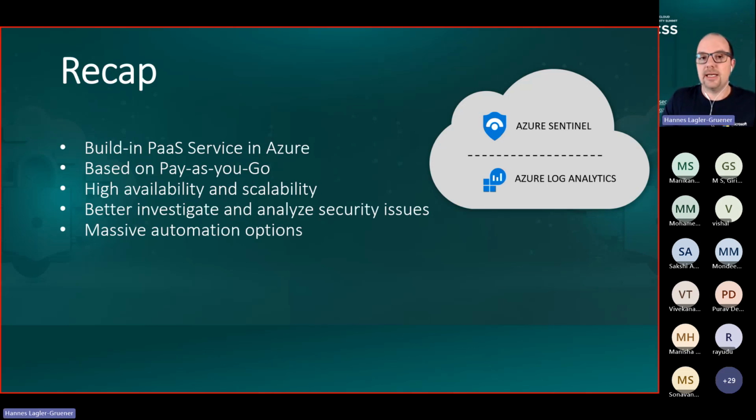It's highly available and highly scalable. When you implement Microsoft Sentinel, it's a regional service, it's highly available, and you can scale up and scale down. Microsoft does this for you. You get better investigation and analysis of security issues because you can use artificial intelligence. When we think about security, Copilot is also here and a huge topic in the near future. And you have massive automation options. You have seen only one use case, but I have developed a lot more use cases. In my point of view, there's no limit from the automation perspective.